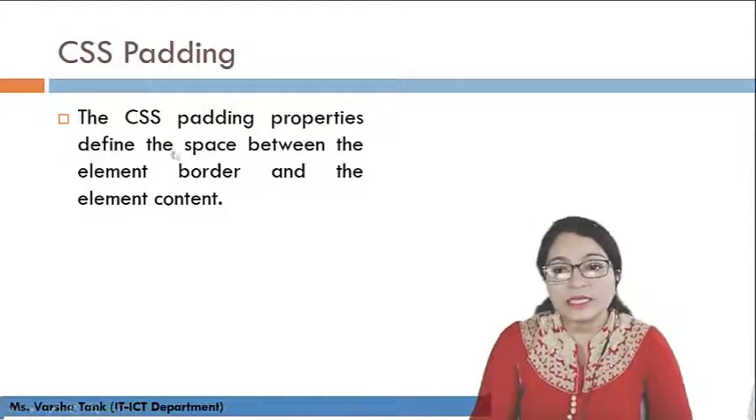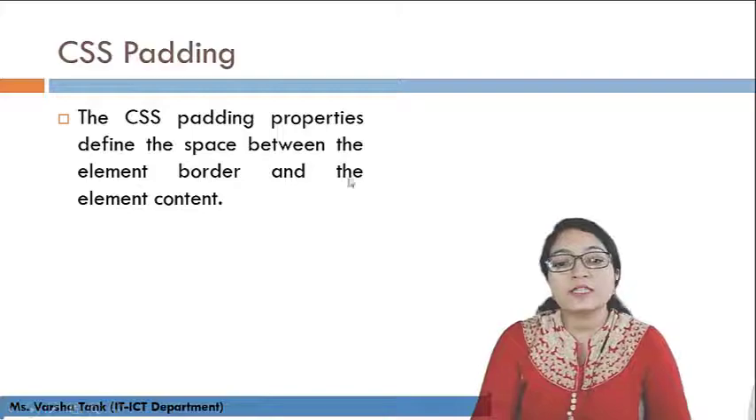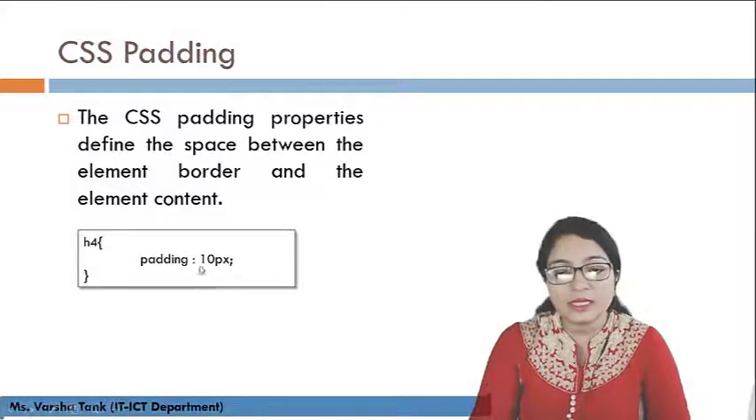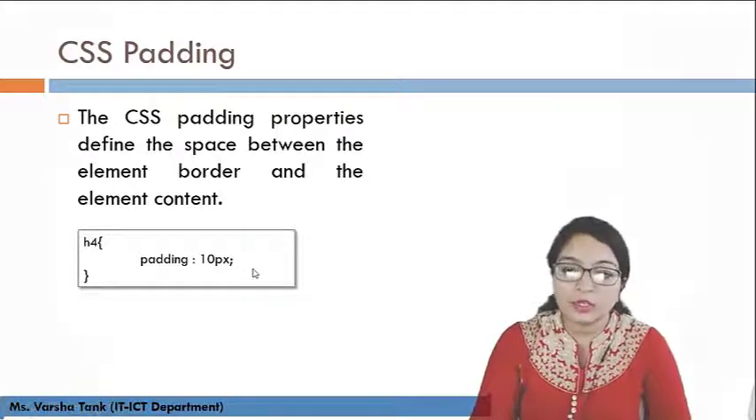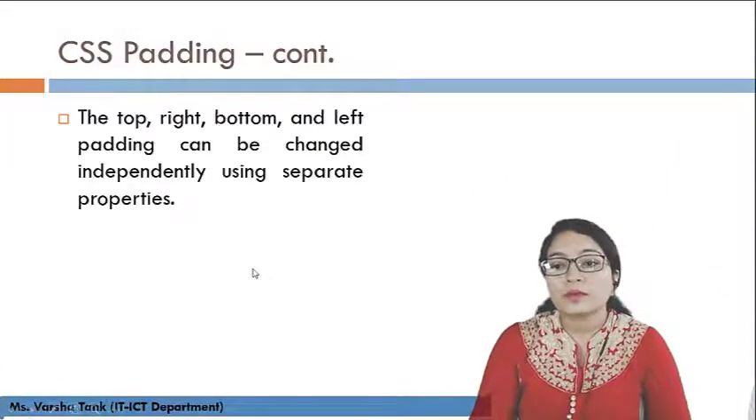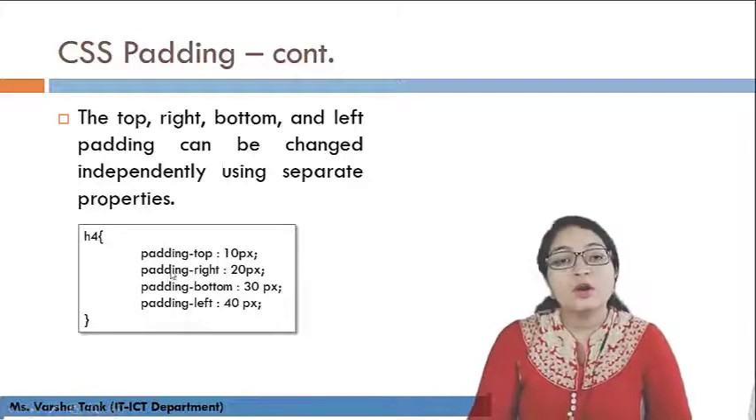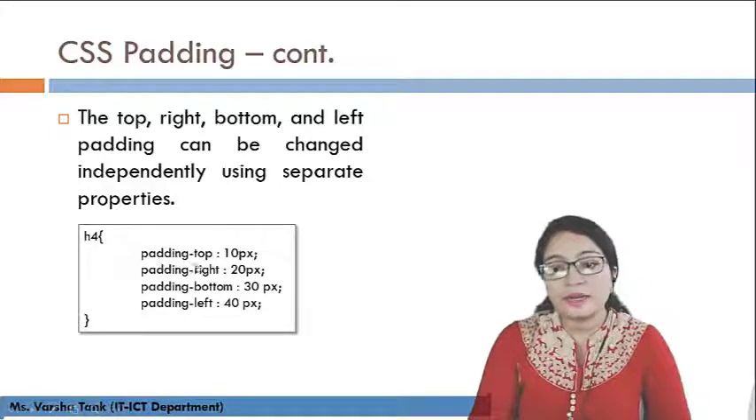Now let's start with the CSS padding. The CSS padding property defines the space between the element border and the element content. Here you can define, for example, padding of 10 pixels. It will define 10 pixels of padding surrounding your content, that is left, right, bottom, and top. The top, right, bottom, and left padding can be changed independently using separate properties. If you want to assign different padding for each and every side, you can use padding top, padding right, padding bottom, padding left, etc.